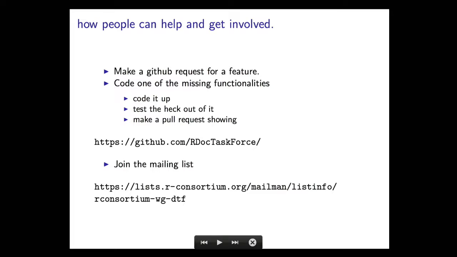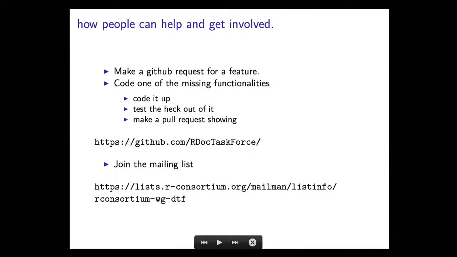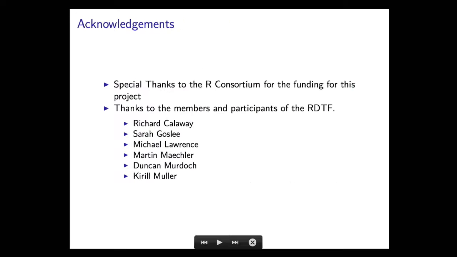So if you'd like to help, code up one of the missing features. If you see that a function needs a specialized toRD function, code it up, make a pull request, but if you're going to send in code, make sure that it's thoroughly tested. That's where there's the link for the R documentation task force on GitHub, and all the packages are there. Also, you can join the mailing list to stay up to date with what is going on.